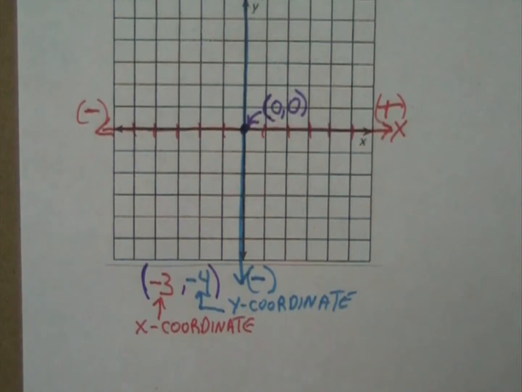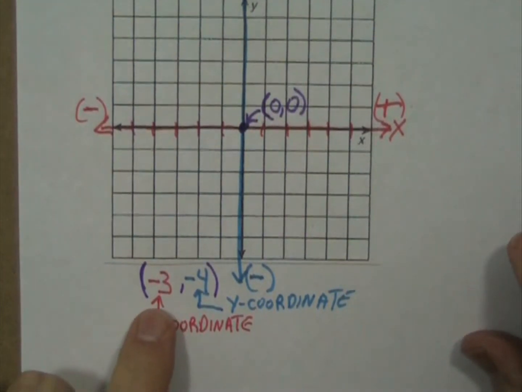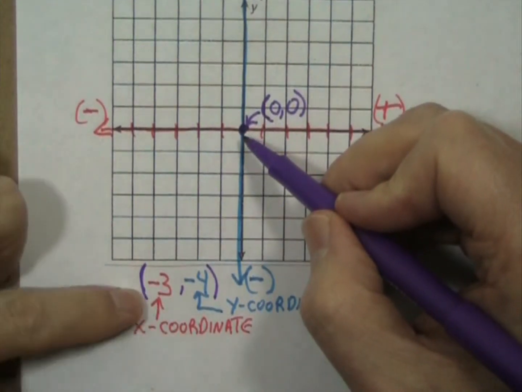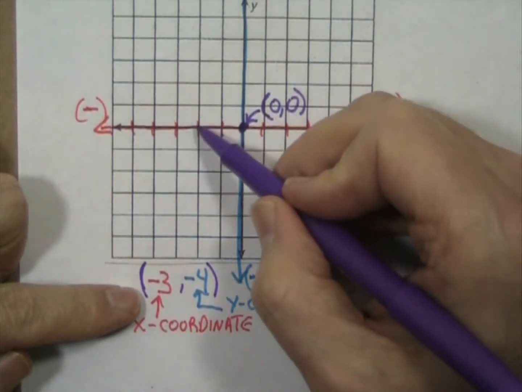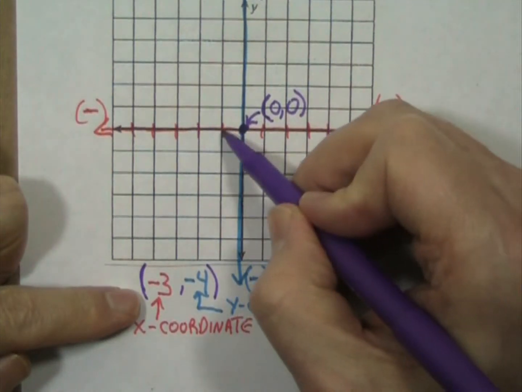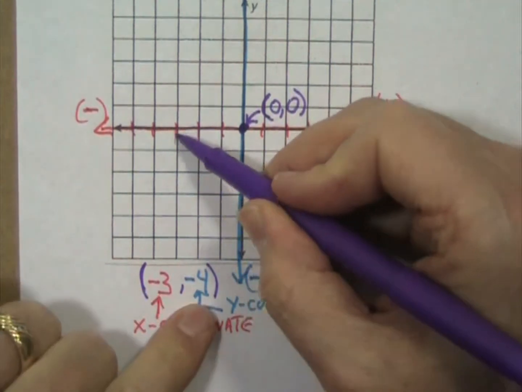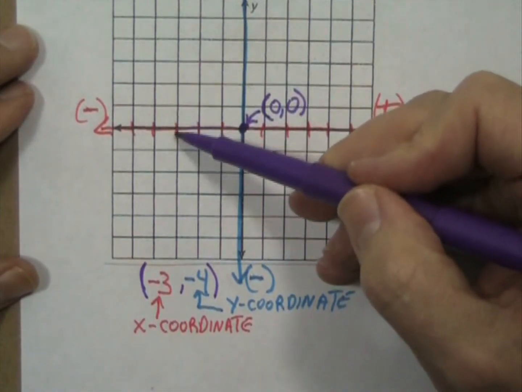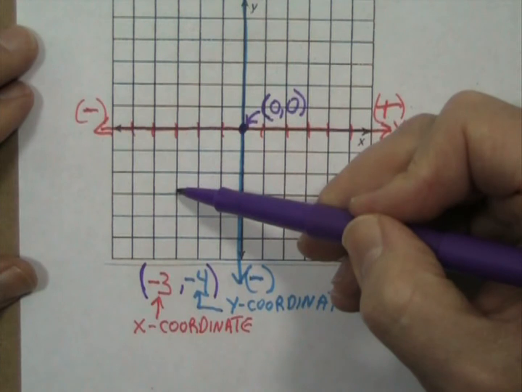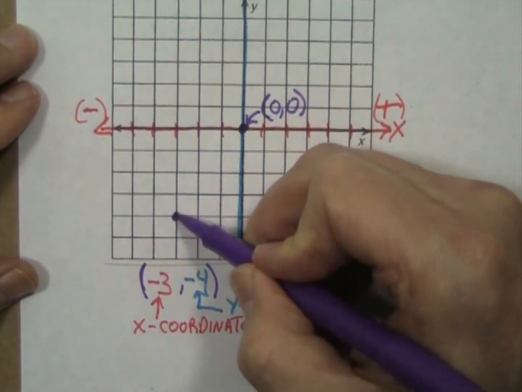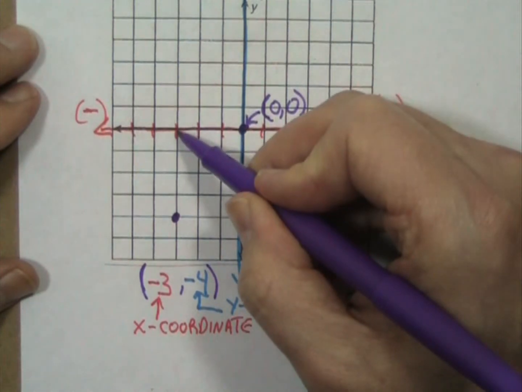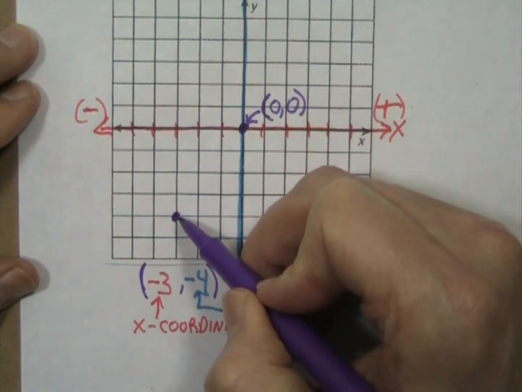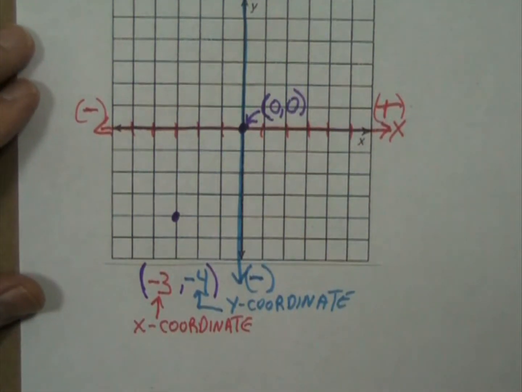So let's graph this point right here, -3, -4. I start at 0, 0. And now on the x-axis, I'm going to go -3. 1, 2, 3. See, I went 3 spaces. And then on the y coordinate, I'm supposed to go down to -4. So I now need to go down 1, 2, 3, 4. That is the point right there. They both went negative, over to the left and down.